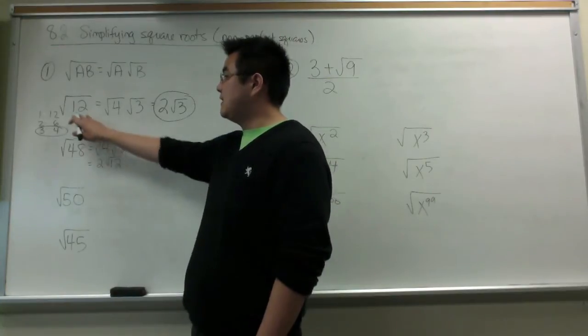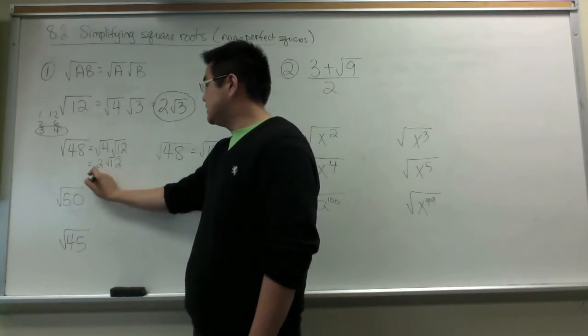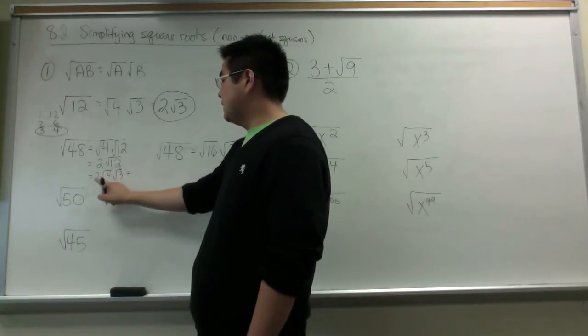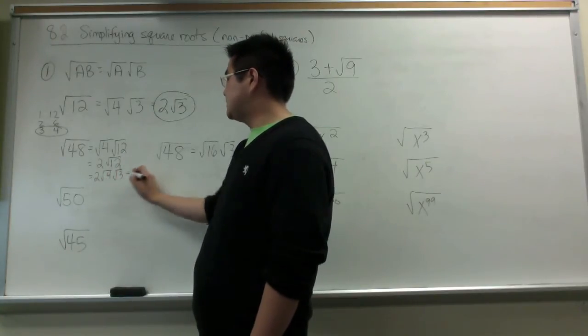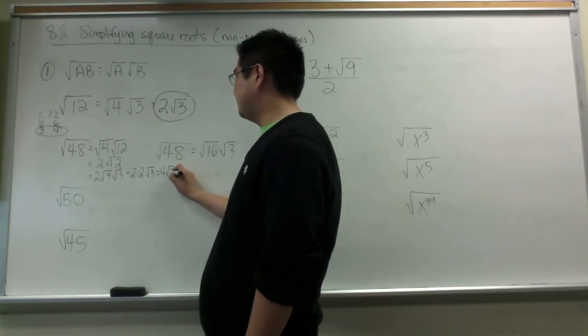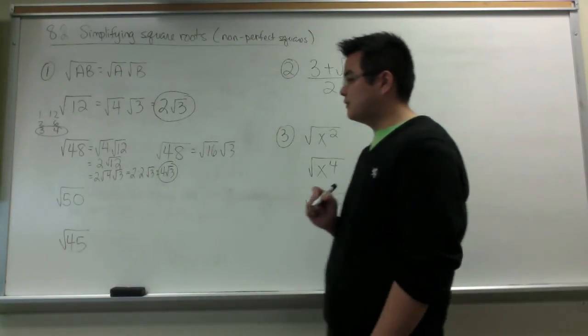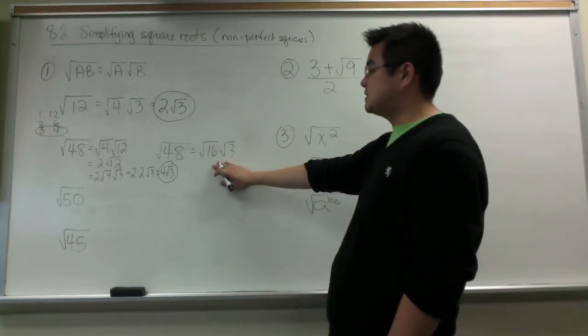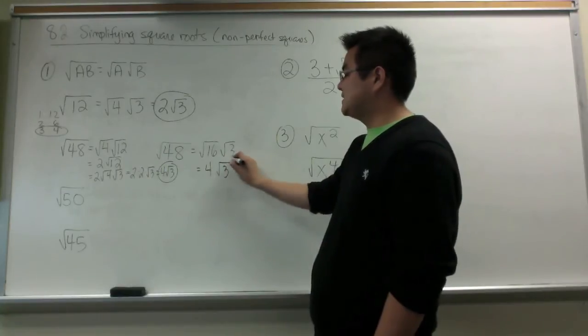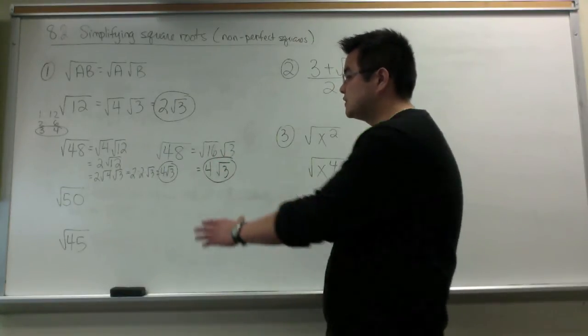However, root 12 can still be broken down, as we saw before. So this would be 2 times root 4 times root 3. 2 times 2 times root 3 is 4 root 3. So we got 4 root 3 there. And then if we take a look at this one, the square root of 16 is 4, and the root 3 stays the same, as 4 root 3.